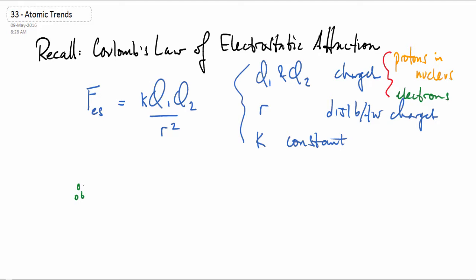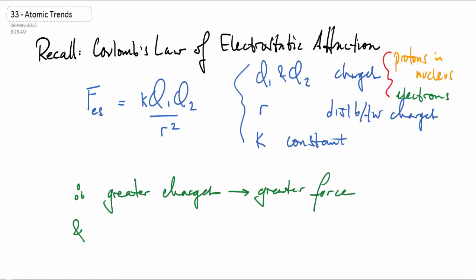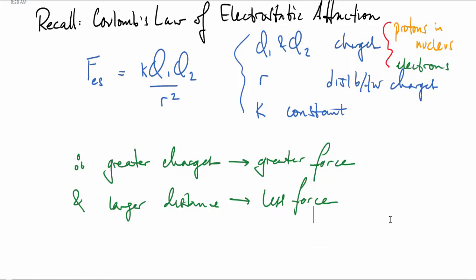So there's a couple of things you can see here. First of all, if you have greater charges, of course, you have a greater force, either a greater attractive force or repulsive force. And of course, if you have a larger distance, because the distance is in the denominator and it's squared, you have less force.